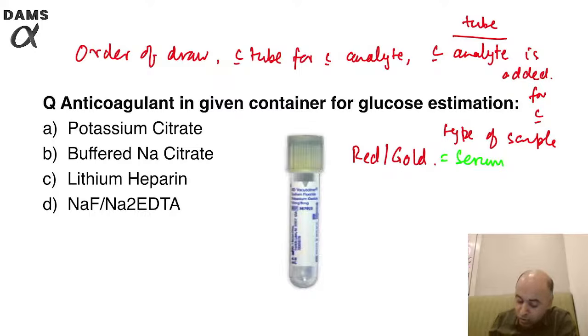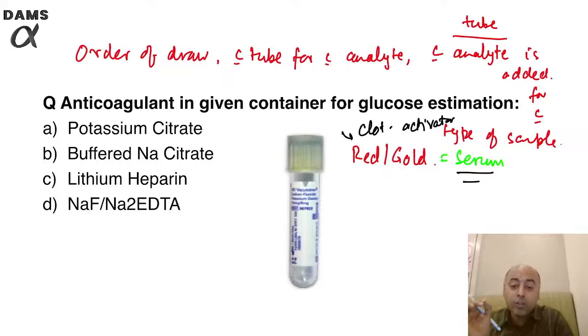The red top or the gold top vial is going to have the clot activator in it, the clot activator for the formation of the clot, so that you can get the serum. So first is the red or gold vial, where you get the serum. It contains the clot activator.